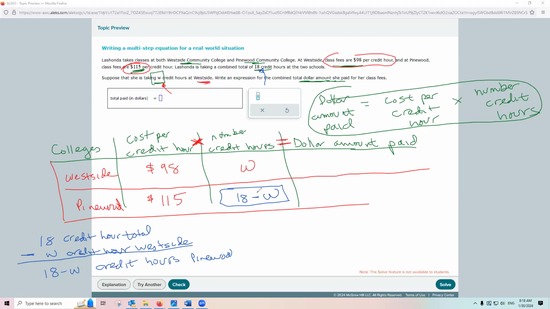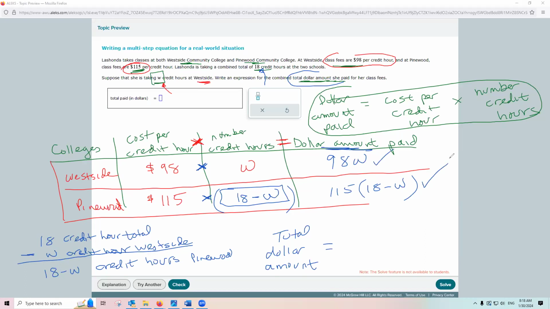All right, now I'm going to fill in this last column, dollar amount paid. For that, I'm just going to multiply straight across: 98 times W. For the bottom row, it's 115 times 18 minus W. All right, but they want the total dollar amount paid. Well, the total dollar amount paid is just going to be adding these two expressions together. I'm going to take the dollar amount paid at West Side and add it to the dollar amount paid at Pinewood, and that's going to be the total dollar amount paid. So this is the answer that Alex is looking for.